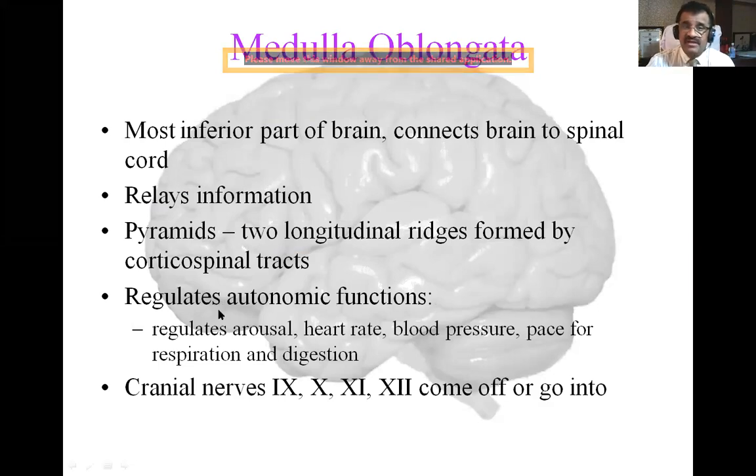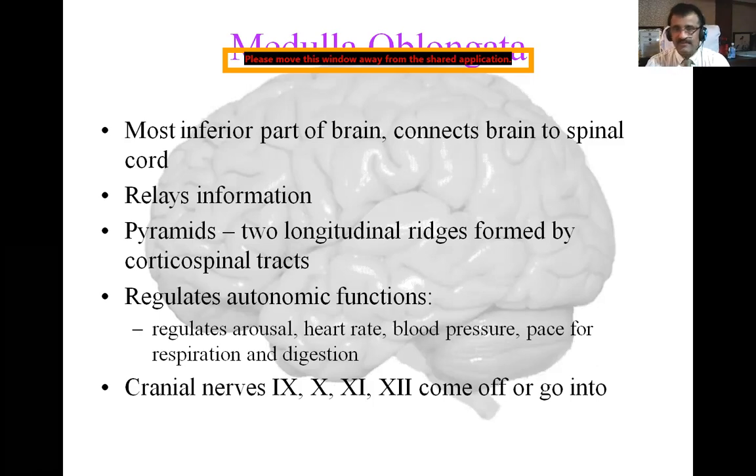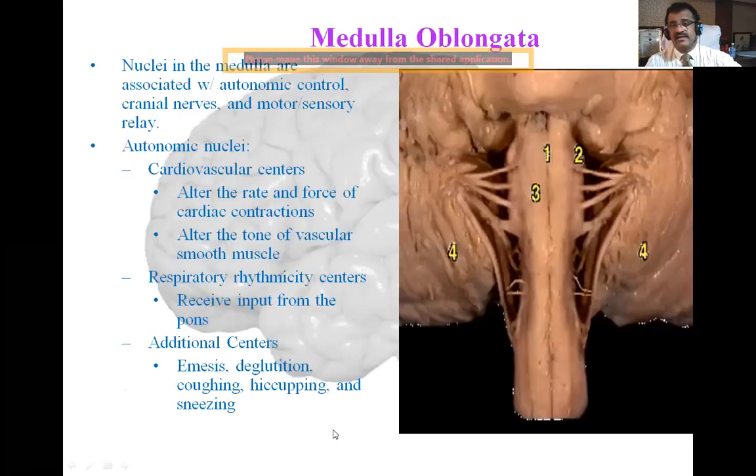Medulla oblongata regulates autonomic functions such as regulation of arousal, heart rate, blood pressure, pace of respiration and digestion. And the last four cranial nerves are attached to it. Either they come or go. And those are 9, 10, 11, 12. Ninth is the glossopharyngeal, 10th is the vagus, 11th is the accessory, and 12th is the hypoglossal. Some of them are mixed, some of them are sensory. We'll come to that point later on when we study the different cranial nerves.